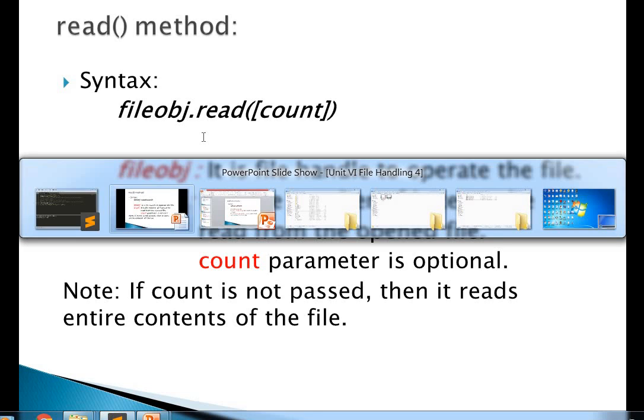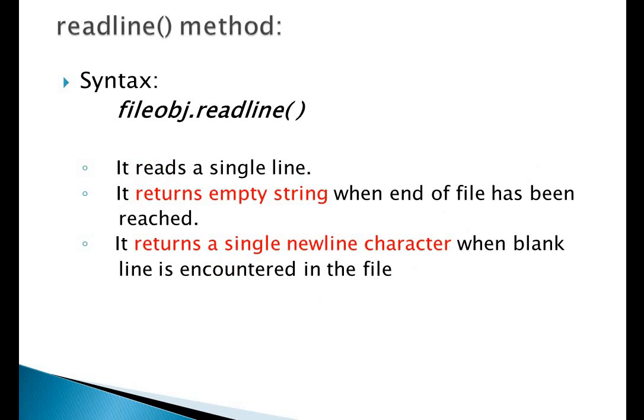Next method we are using for read purpose, readline. It reads a single line at a time. Whenever the end of the file has been reached, the readline function returns an empty string. And whenever a blank line is encountered in the file, it returns a new line character.